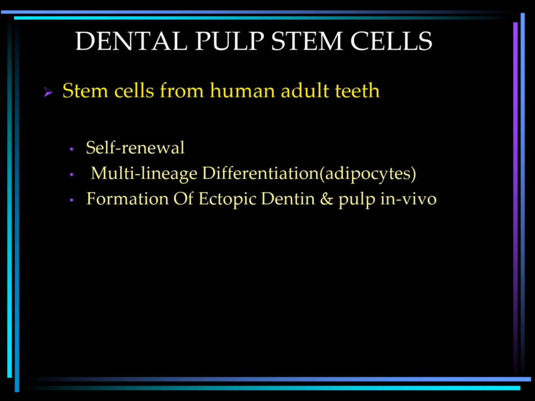Now, talking about multi-lineage differentiation of this kind of dental pulp stem cells, they also have the potential to give rise to other cell lineages similar to but different in potency from that of bone marrow derived stem cells. They displayed capacity to develop three distinct cell lineages: the osteodontogenic, adipogenic, and the neurogenic. Formation of ectopic dentin and pulp was also seen. The pulp dentin complex formation was seen in the in vivo study.